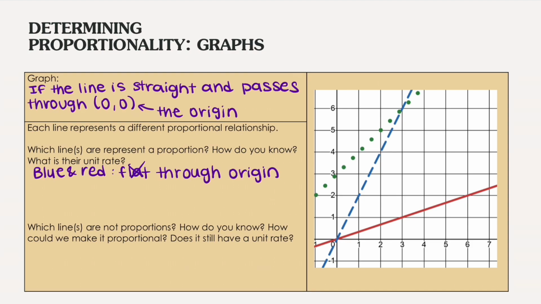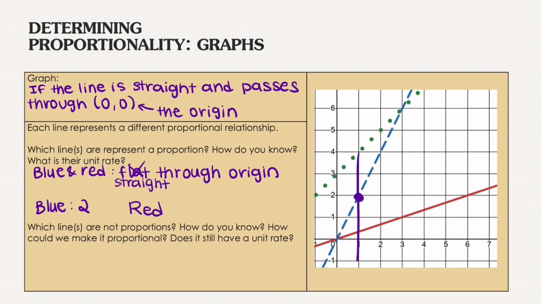And actually, I'm going to cross that out and write straight, because flat sounds like there's no rise at all, but it does have a slope. It's slanted, right? We do want to find the unit rate. The unit rate is how far it goes in one space. So the blue line is pretty easy. We can tell it goes up 2 in that one space. So the unit rate is 2.